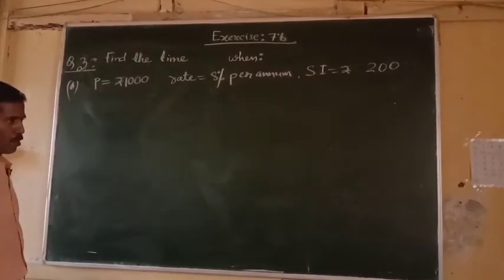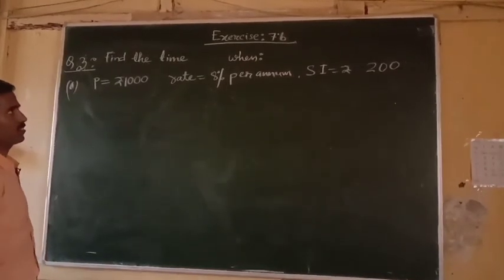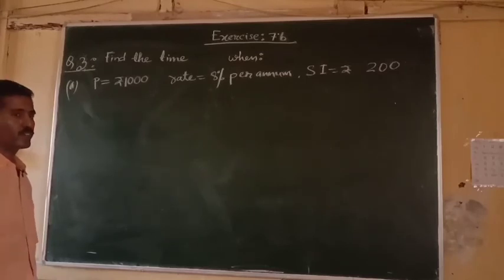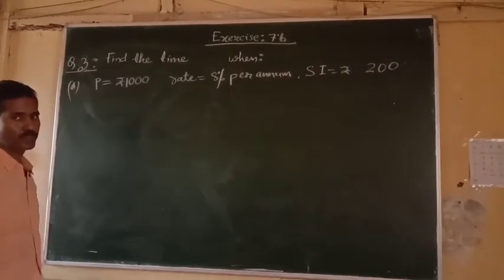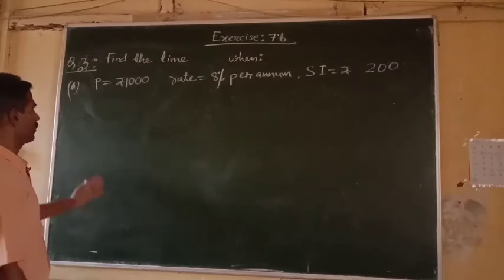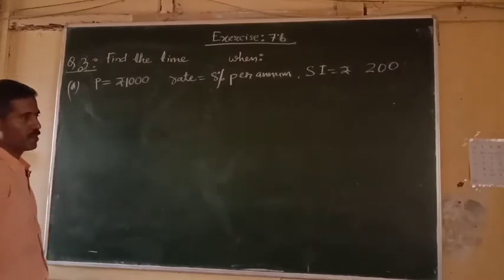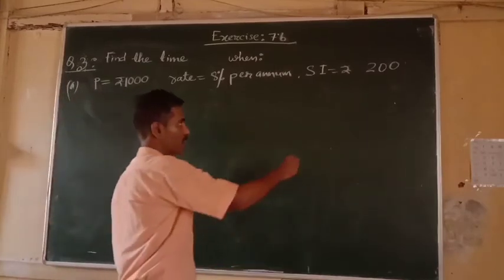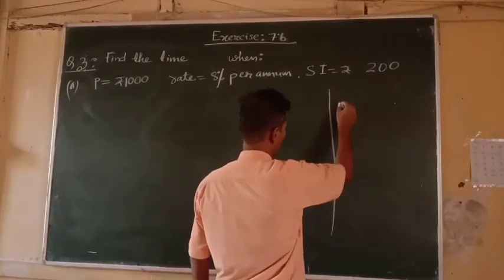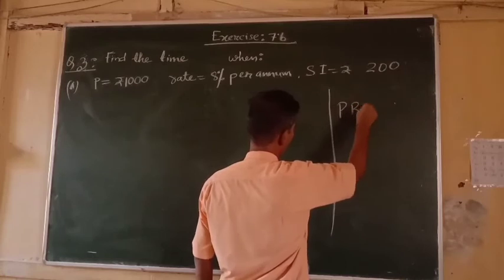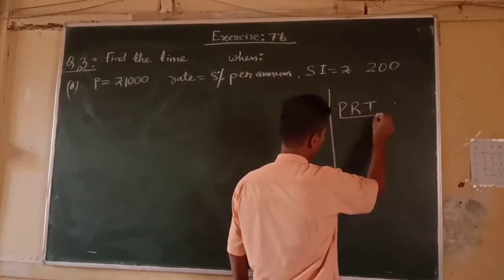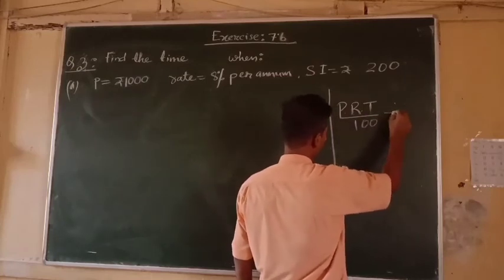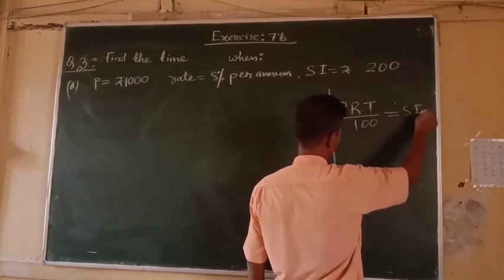Well, children, now let us proceed to the next question, that is, find the time. Okay, in the first question we found simple interest. In question number 2 we found principal. Now in this question it is given, find the time. The same formula we are to use. Okay, see, P R into T, T means time, P principal, R rate of interest, divided by 100 equals simple interest. All right.